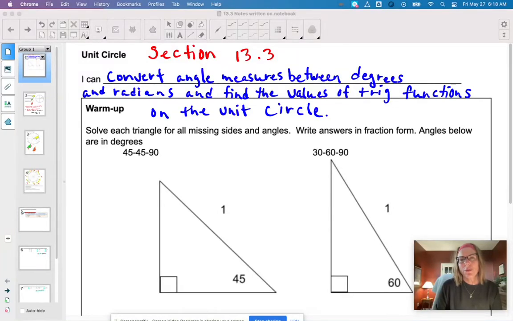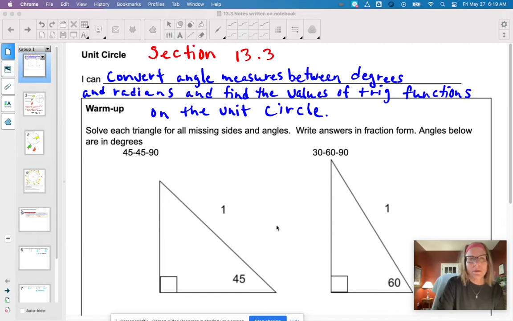Section 13.3, the unit circle. In your notes, you have a spot to write the I can statement down, so please write that down now. I can convert angle measures between degrees and radians and find the values of trig functions on the unit circle.